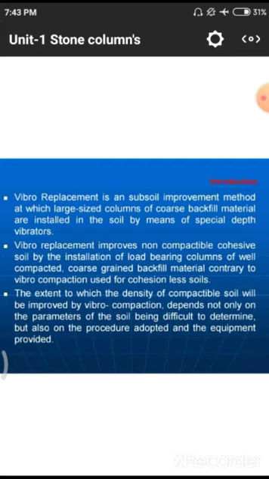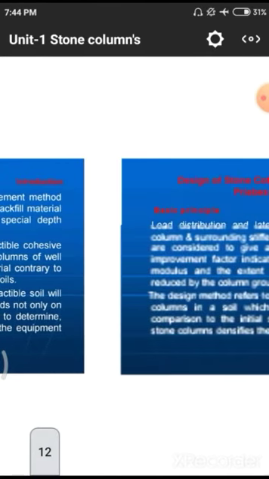Next one, the extent to which the density of compressible soil will be improved by vibro compaction. That means by using these vibro compaction techniques, the density also has some amount of improvement. It depends upon the parameters of the soil, being difficult to determine, but the procedure adapted to the equipment is provided. That means for some kinds of soils we cannot determine the soil bearing capacity in the field itself, so we need these techniques to improve the soil bearing capacity without using any laboratory techniques or appliances.